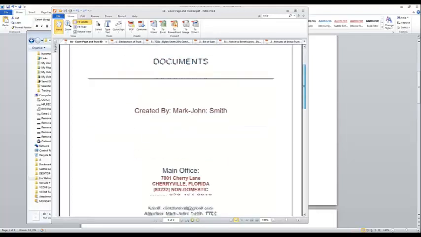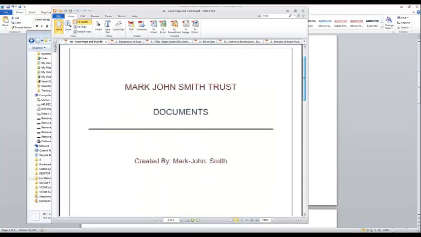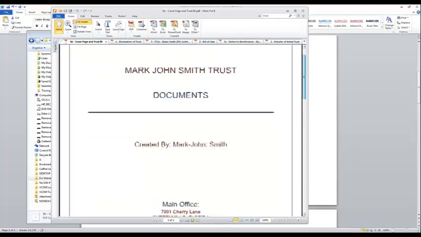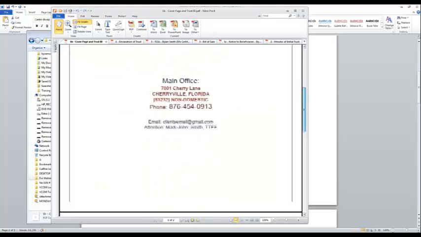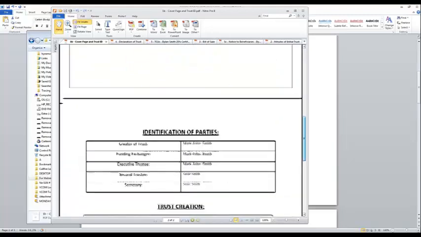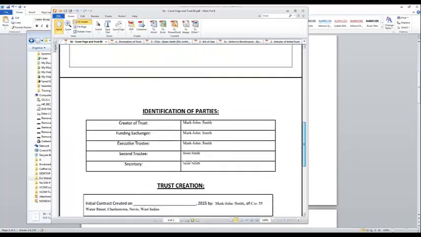So this is a nice little cover sheet. It's nice and pretty. You could design one on your own. Okay, you don't need our documents. You can design one on your own. Have fun with it. Have a trust party. Have popcorn. Have some wine. Put on some music in the background.